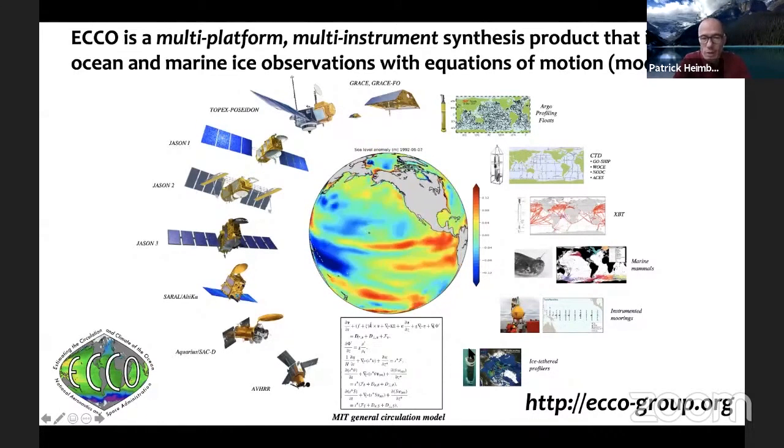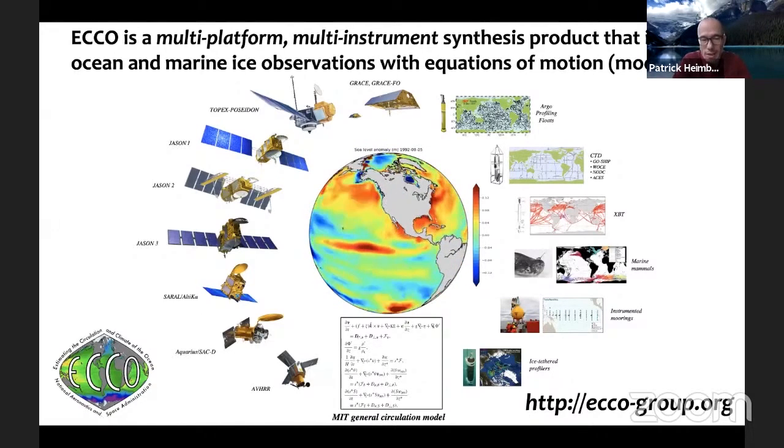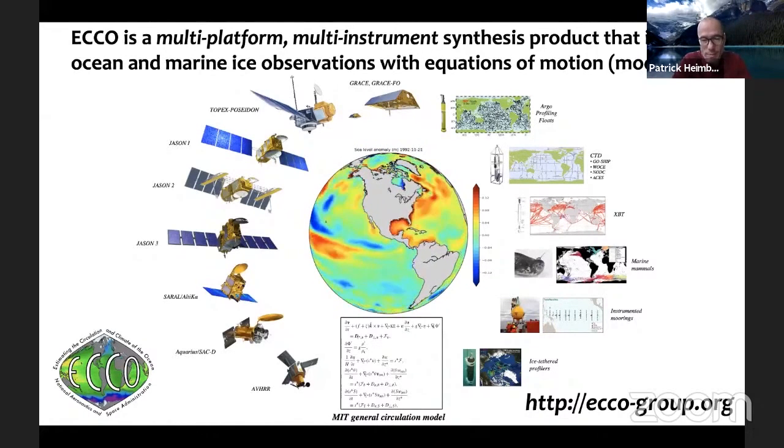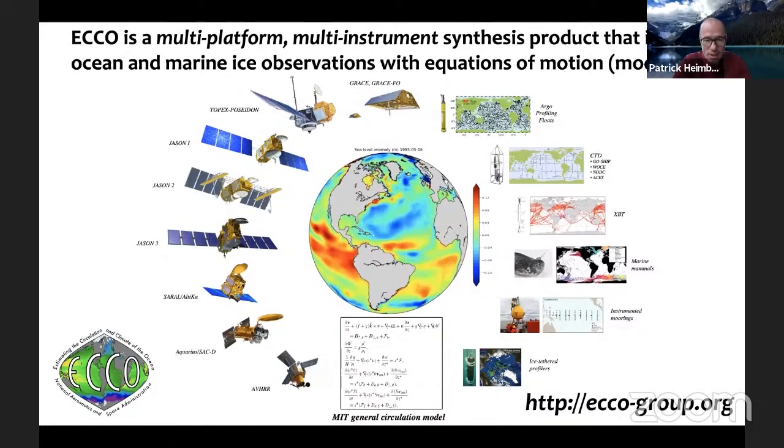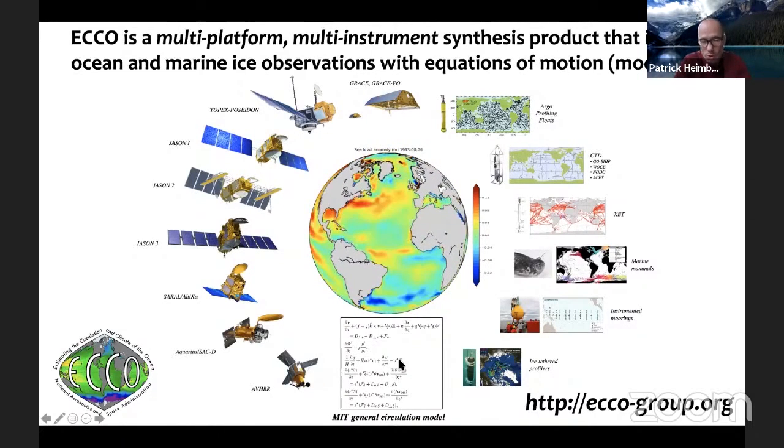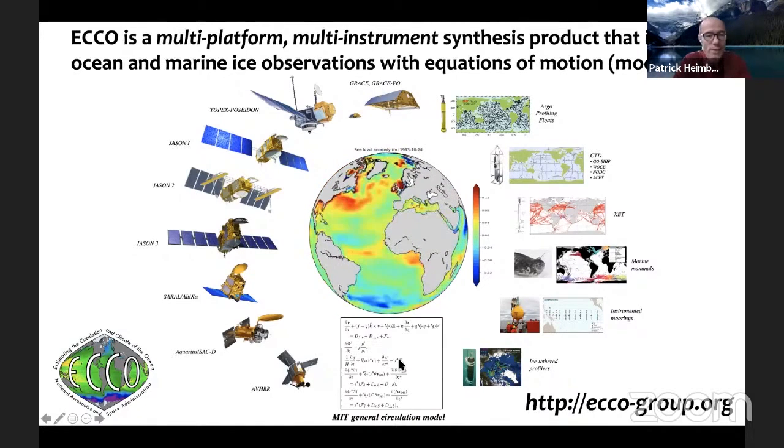So we combine all of these disparate observing platforms with a general circulation model, shown here at the bottom, to do what's called data assimilation.